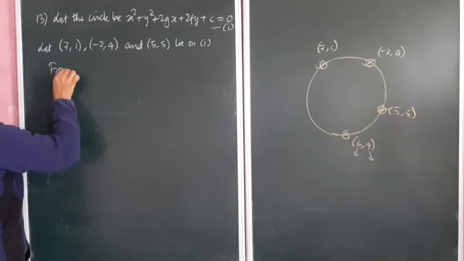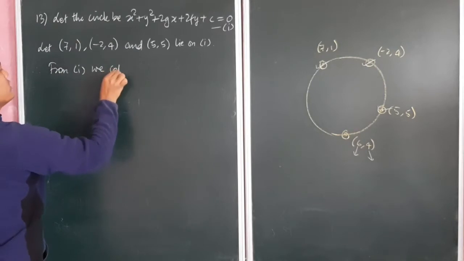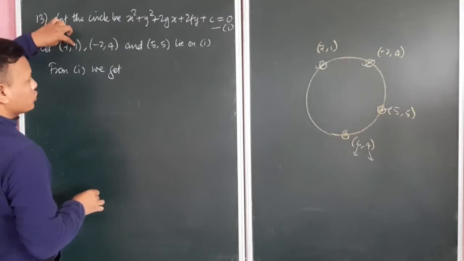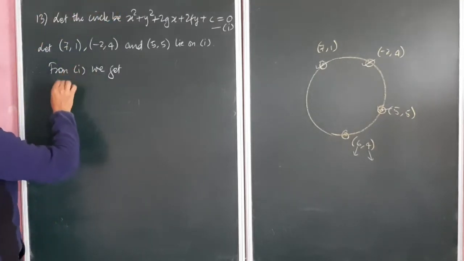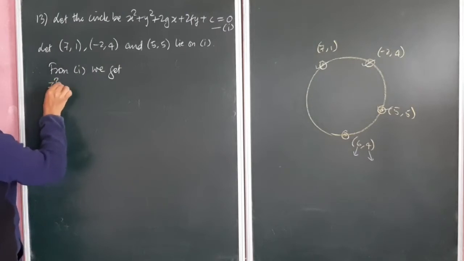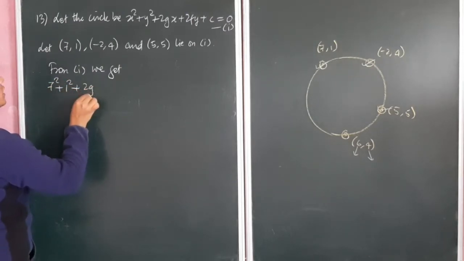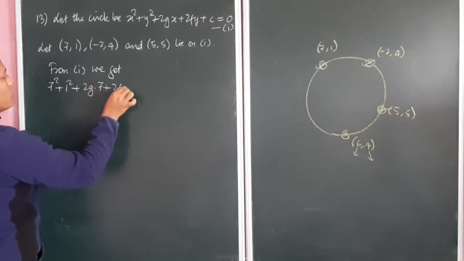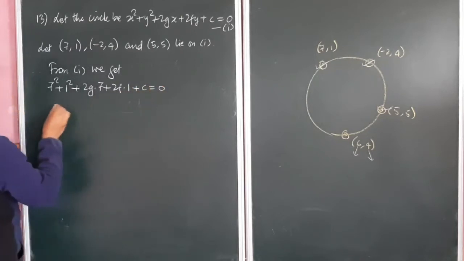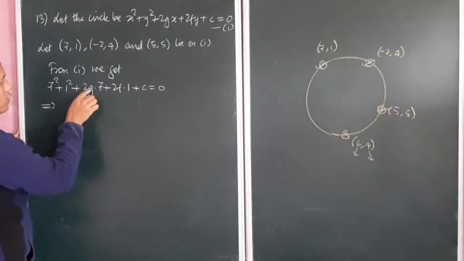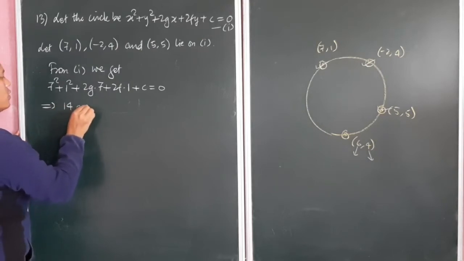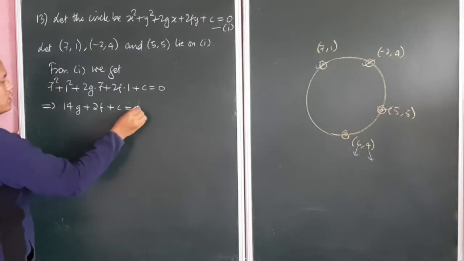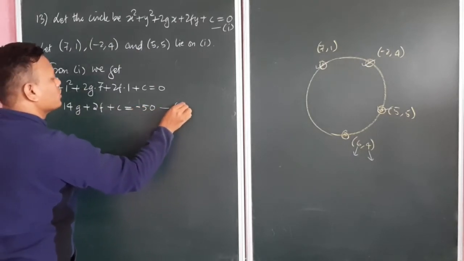So from 1 we get, let us see what are the three different equations that we get. Let me put first x equals 7 and y equals 1 in 1. So we get 7 square, x square plus y square plus 2gx plus 2fy plus c equals 0. When you simplify, you get 14g plus 2f plus c equals minus 50, since 7 square is 49 plus 1 square is 1. Let me call this equation 2.